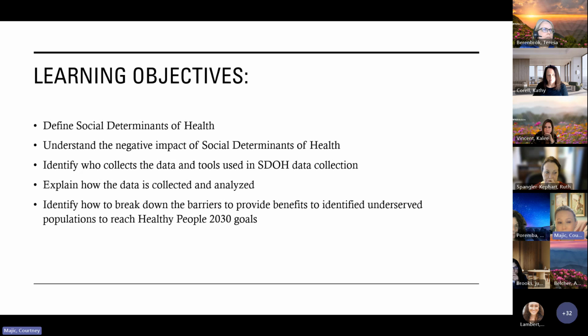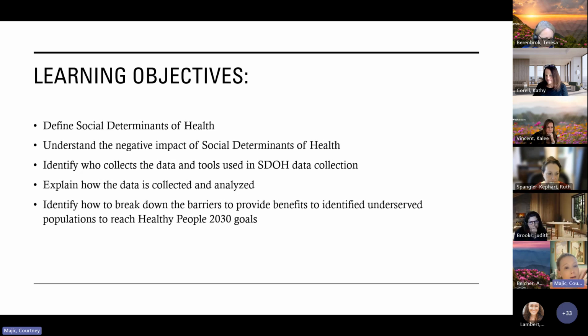After today's presentation, you will be able to define social determinants of health, understand the negative impacts of them, identify who collects the data and what tools can be used, explain how the data is collected and analyzed, and then identify how to break down the barriers to provide benefits to the underserved populations. And this is in line with Healthy People 2030 goals, which we'll talk about later on.